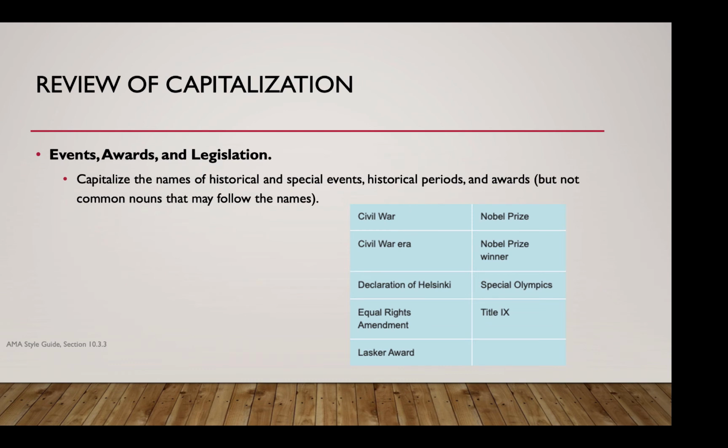We also capitalize events, awards, and legislation. Capitalize the names of historical and special events, historical periods, and awards, but not common nouns that follow the names. So for example, Nobel Prize winner, you would capitalize Nobel Prize, but you would not capitalize winner. If you use Nobel Prize in and of itself, you would capitalize that within a writing.